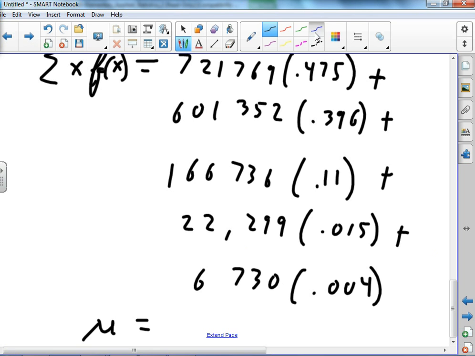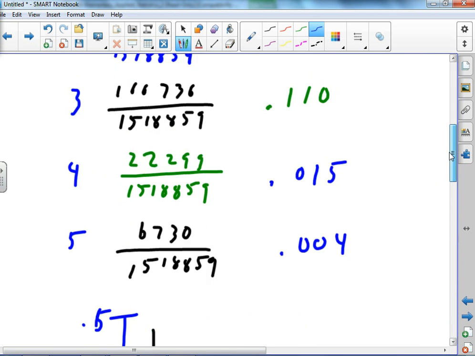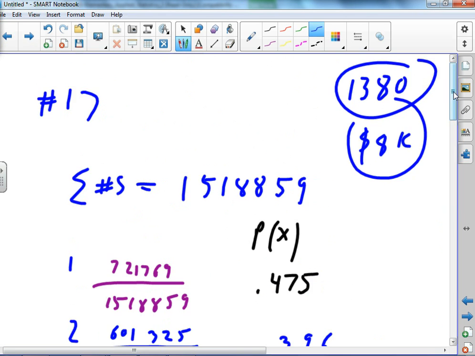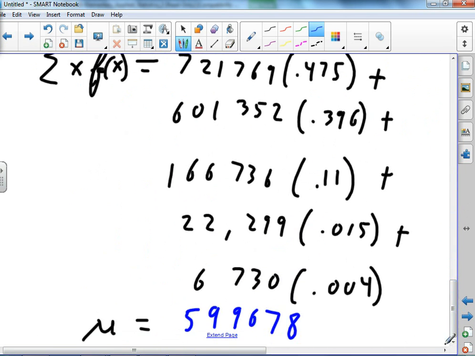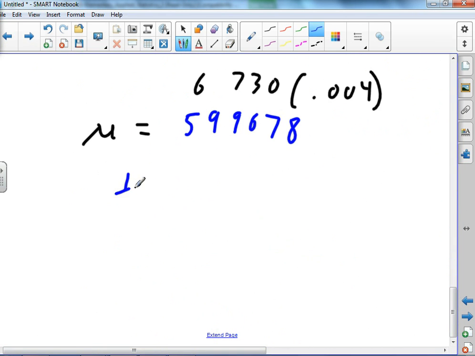Okay, and I have 599,678 would be my expected value. How do I interpret that value? Well, half the people should be above it and half the people should be below it. And so that's how I'd interpret it. Half above, half below.